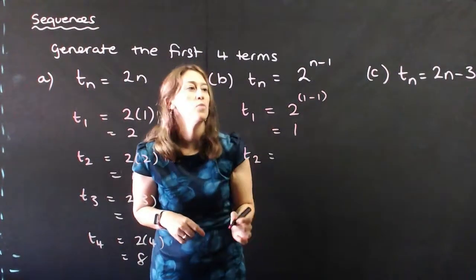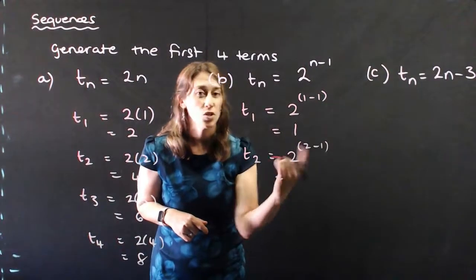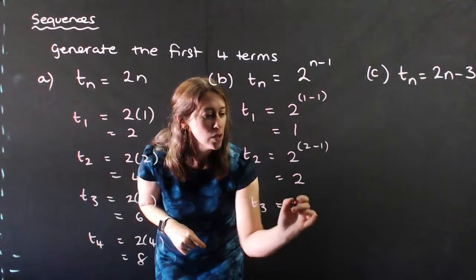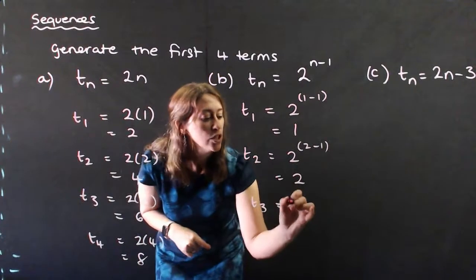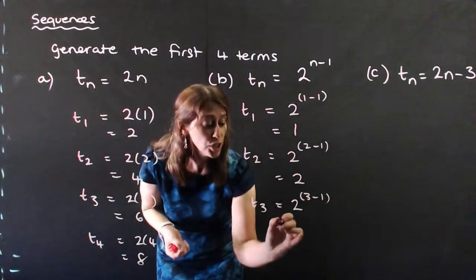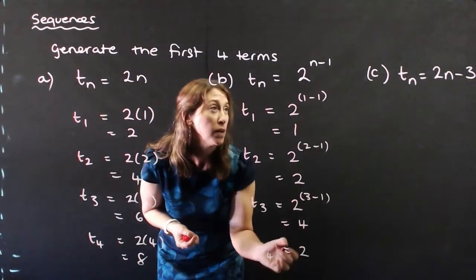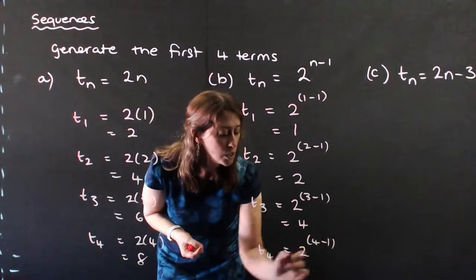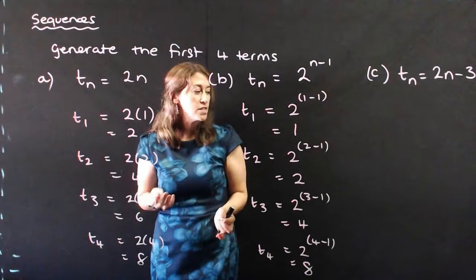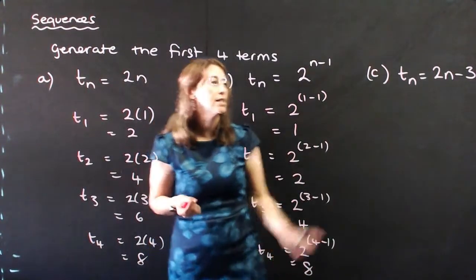Let's look at the second term of the sequence. 2 to the power of 2 minus 1, which is 2 to the power 1, which is 2. Third term, let's let n equal 3. 2 to the 3 minus 1, which is 2 to the power 2, which is 4. And finally the fourth term, which is 2 to the power of 4 minus 1, which is 2 to the power 3, 8. So our first 4 terms of this sequence are 1, 2, 4, and 8.